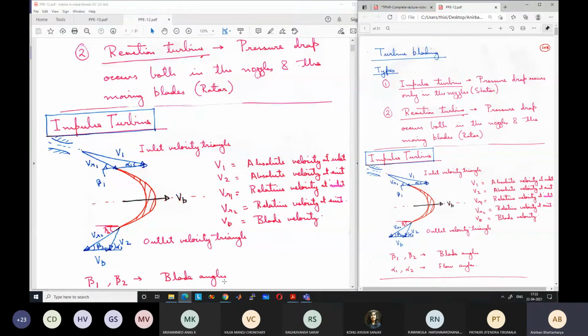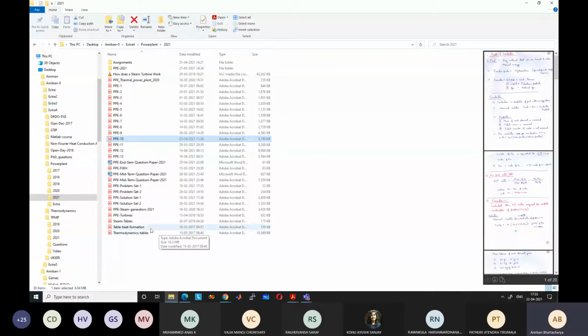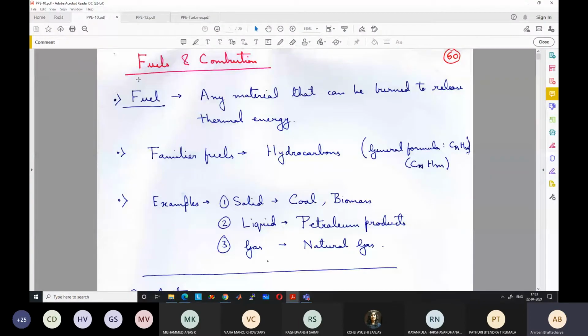By the way, your syllabus for the final exam will contain only the part taught after the mid-sem syllabus, starting from fuels and combustion. In the notes it starts from page 60. All the questions for the final exam will be from page 60 onwards, up to whatever we discuss next week. You can expect longish problems, long problems, and a few short questions. Okay, 60 marks.